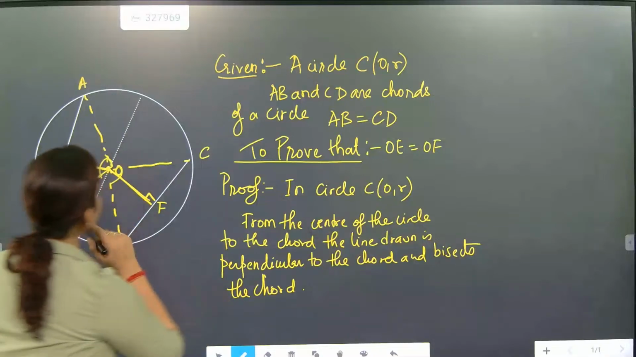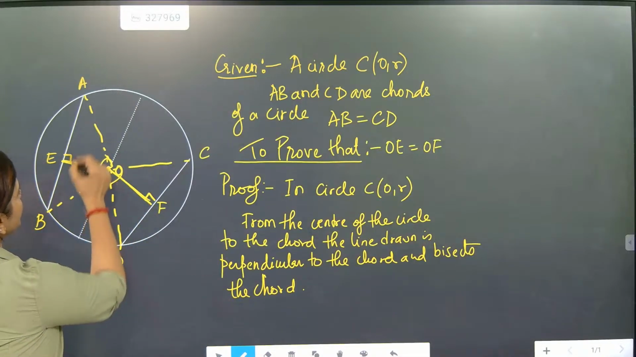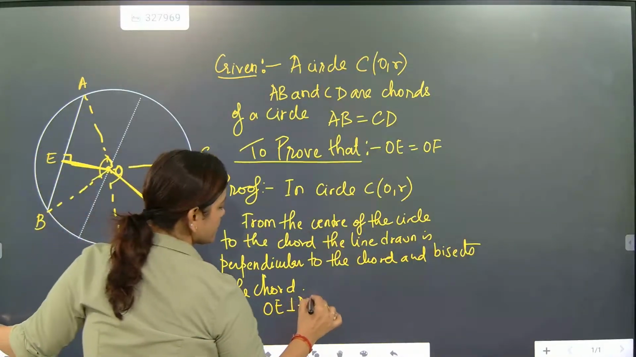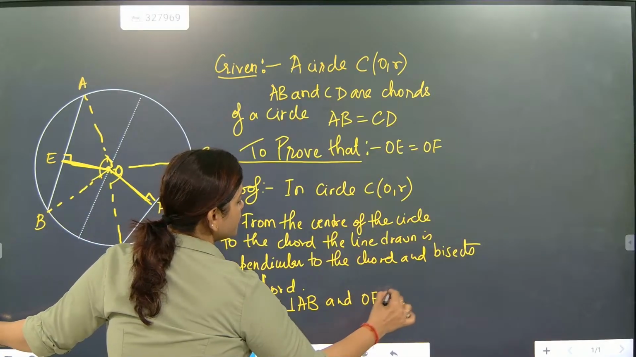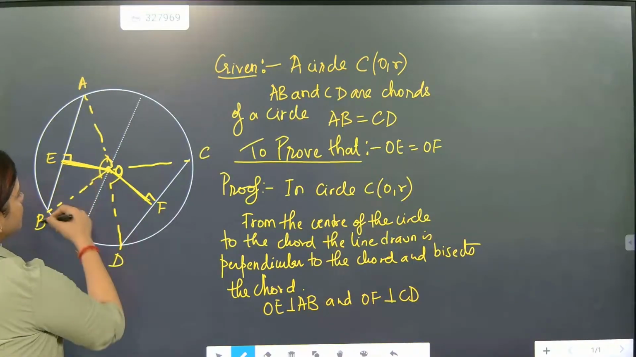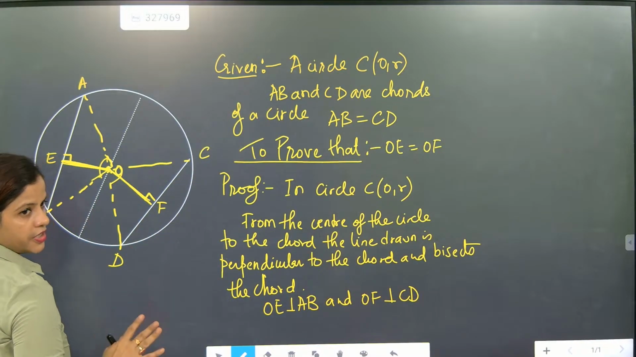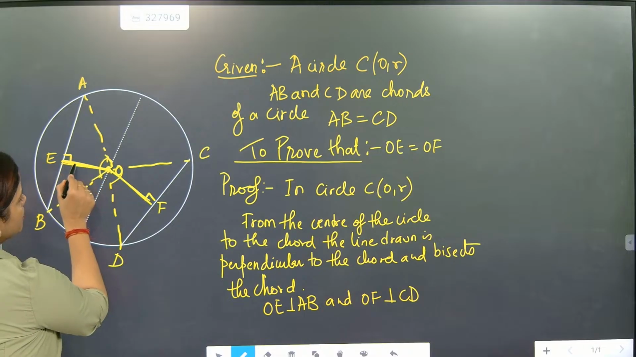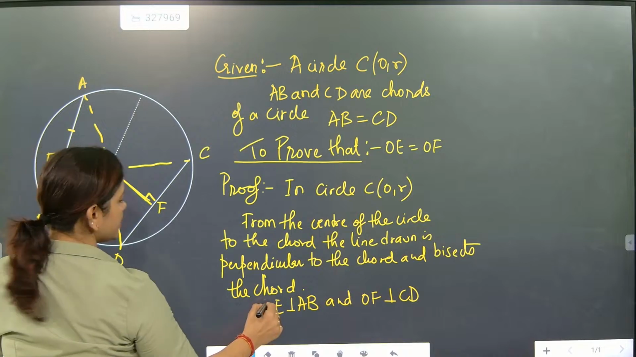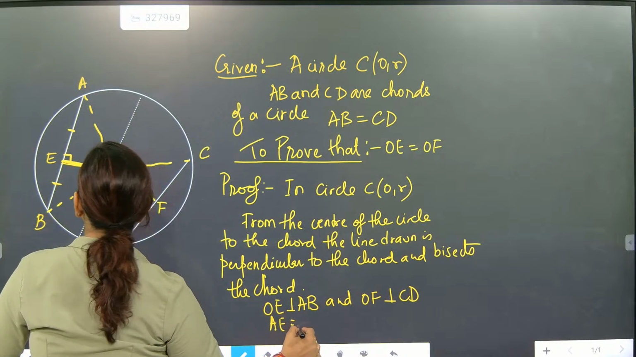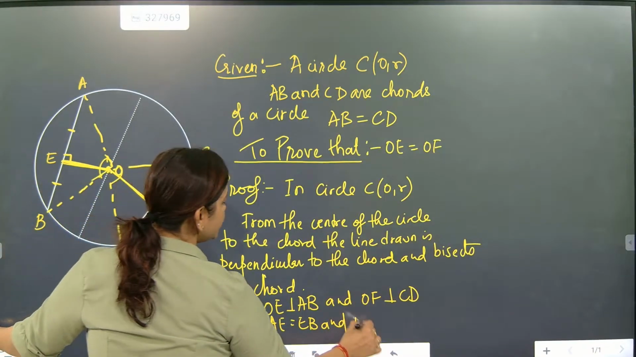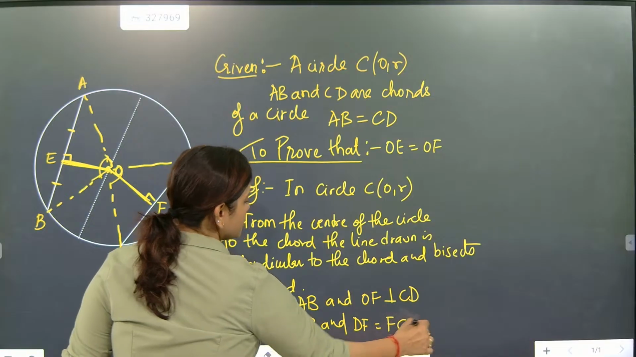So this is exactly something we have to prove. So definitely that means what? Therefore OE is perpendicular to AB and OF is perpendicular to CD. Now we know that if it is perpendicular it will bisect it, means this half will be equal to this half, and also we can say AE is equal to EB and DF is equal to FC. So these two things are done.